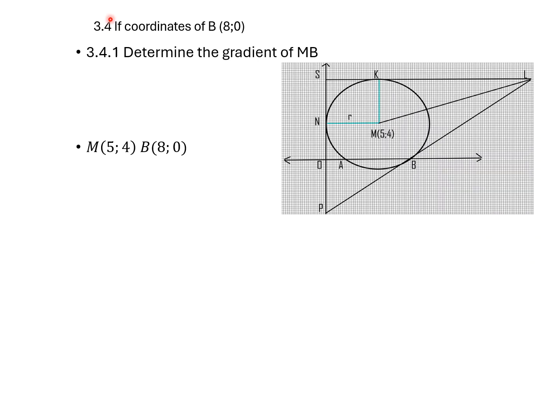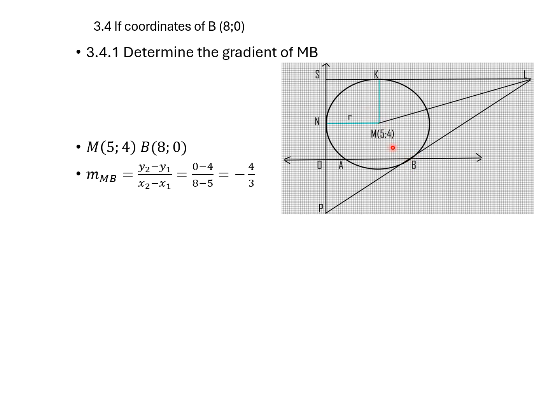3.4. If the coordinates of B are 8 and 0, which we found previously, determine the gradient of MB. So we want the gradient from M to B. We have M, which is 5 and 4, and B, which is 8 and 0. Gradient MB is y2 minus y1 over x2 minus x1, so 0 minus 4 over 8 minus 5, which gives me negative 4 over 3.